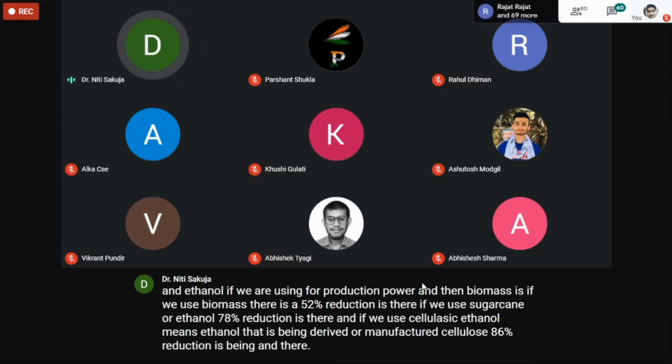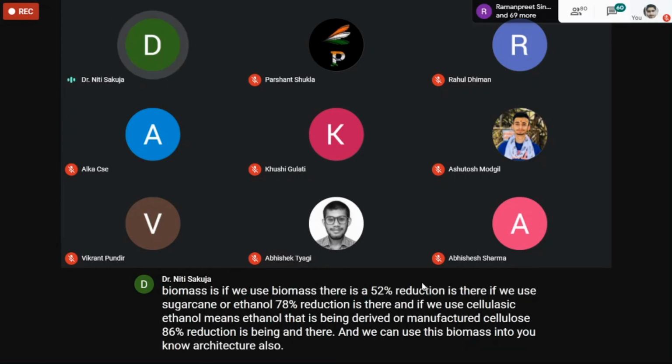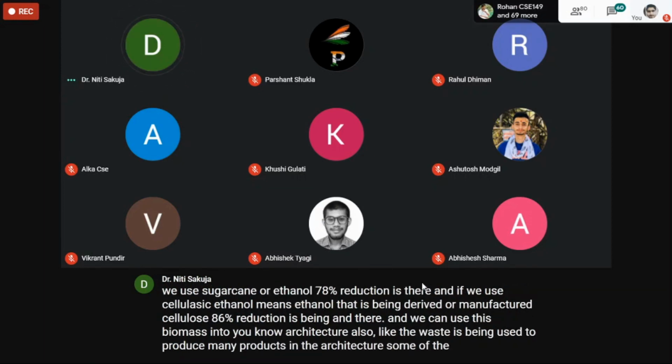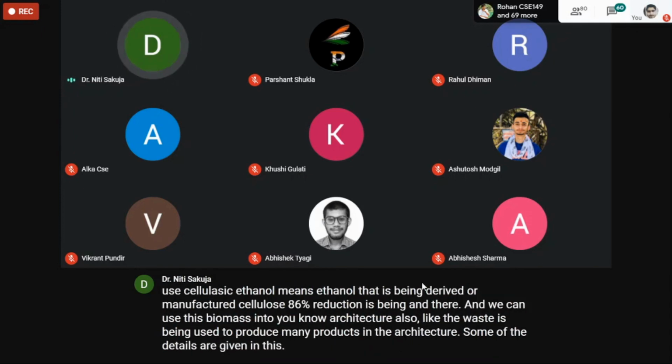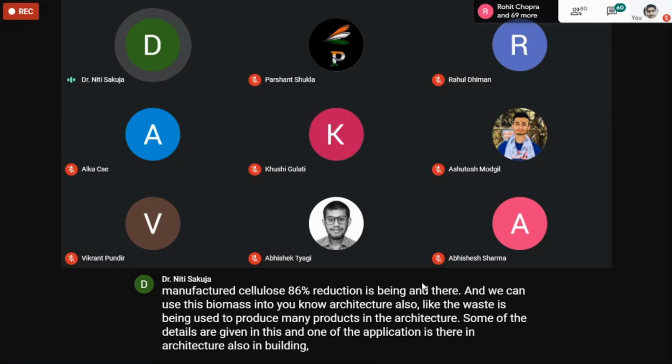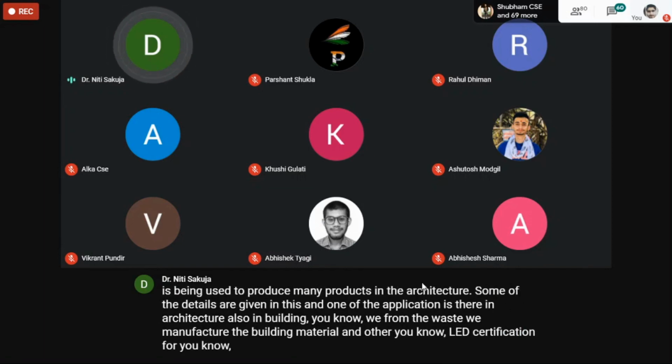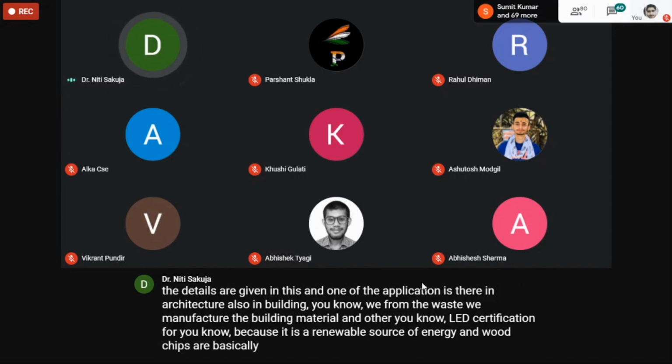And we can use biomass in architecture also. The waste is being used to produce many products in architecture. Some of the details are given here, and one of the applications is in buildings. From the waste we manufacture building material, and also for LEED certification, because it is a renewable source of energy. Wood chips are basically being made from this biomass and other things also.